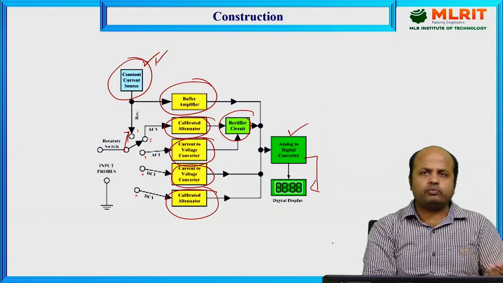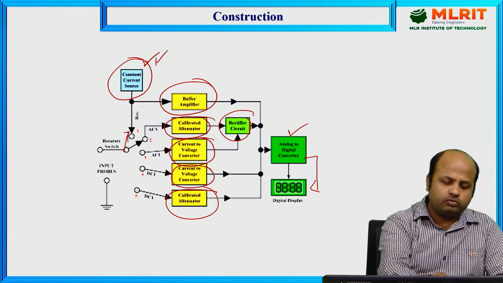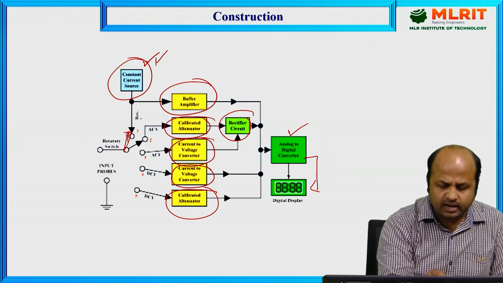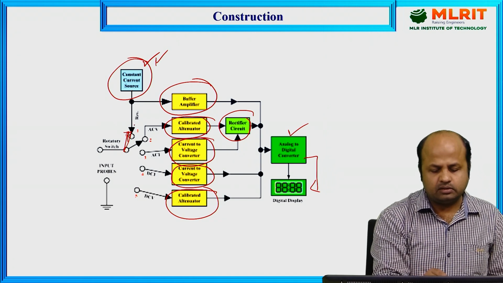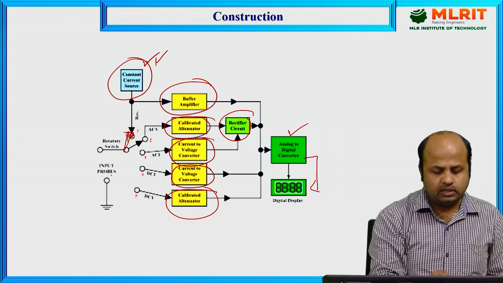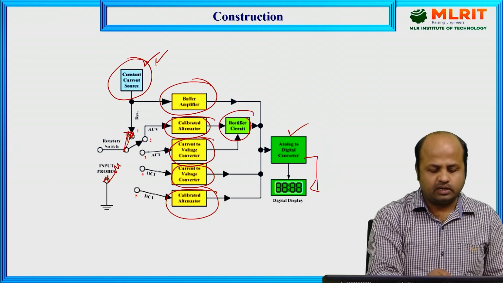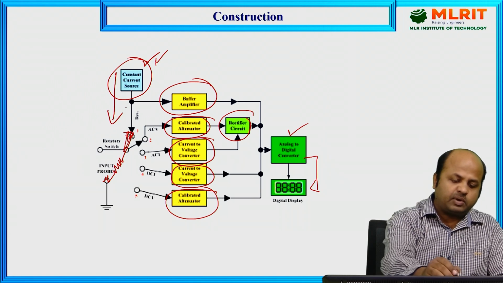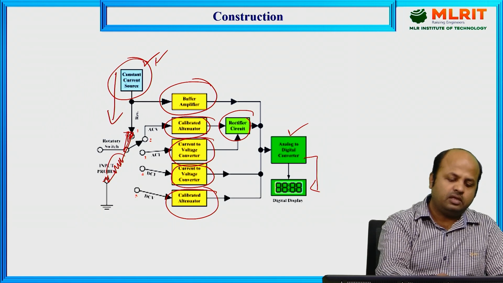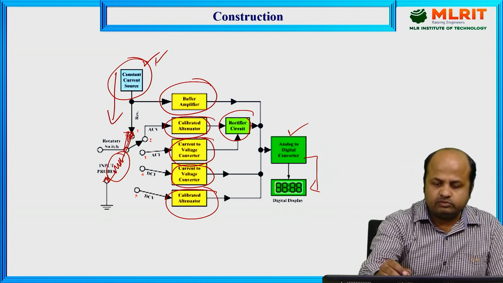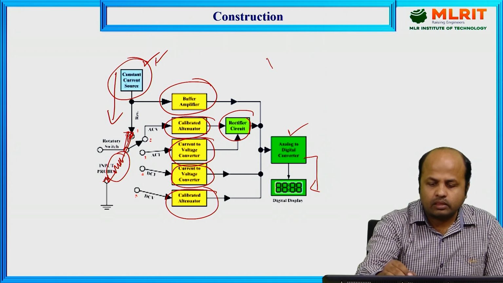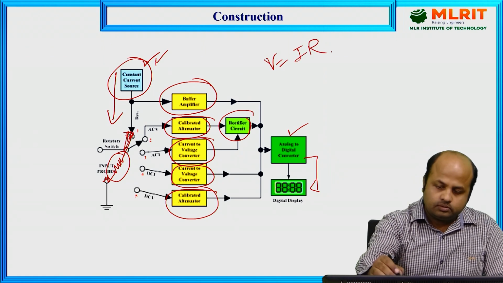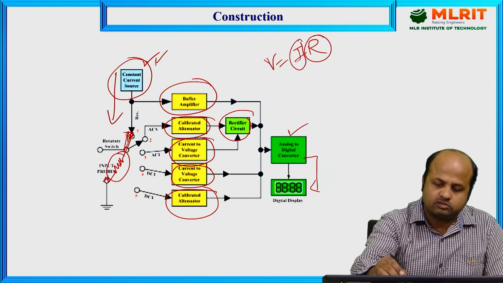load. Suppose we want to measure a resistance. So what we will do? We will connect the rotary switch to the resistance mode, and we have to connect an unknown resistance here and here. So the constant current source will supply a constant current through the resistor, and some voltage will be generated. As we know that V equals IR. So R is the unknown resistance here, and this is the constant current source.